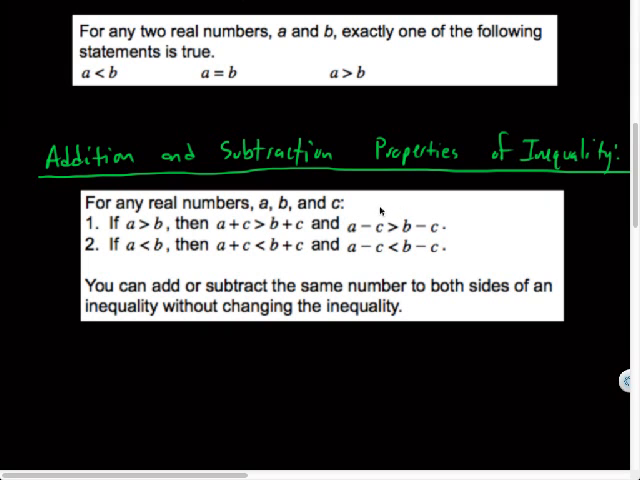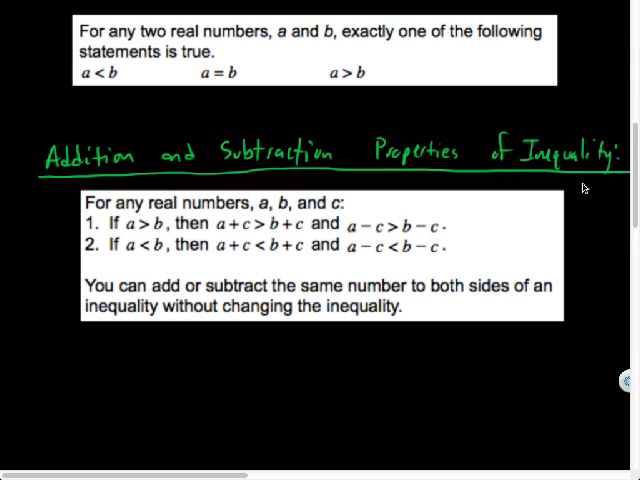Okay, makes sense. And then similarly, if A is less than B, you could add C to both sides or subtract C from both sides and still get the same thing. Good stuff. So that is the addition and subtraction properties of inequality. And I summarize it saying you can add or subtract the same number to both sides of an inequality without changing the inequality. So if I have an already unbalanced scale and I add a watermelon to both sides, the scale will still be unbalanced even though those two watermelons weighed the same amount. All right, that's the idea.